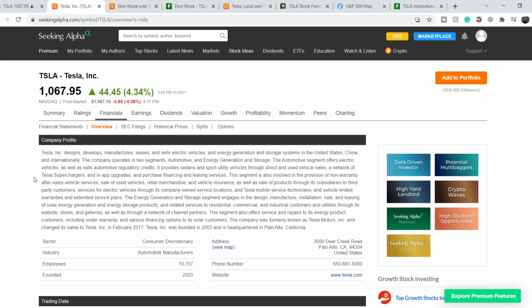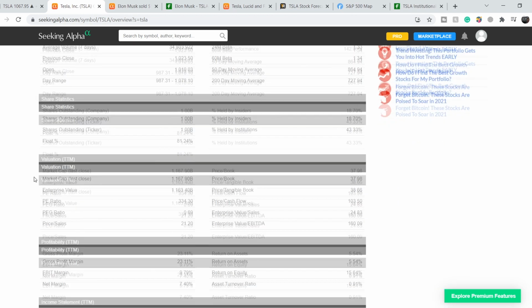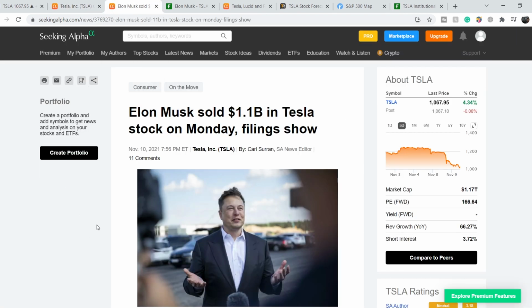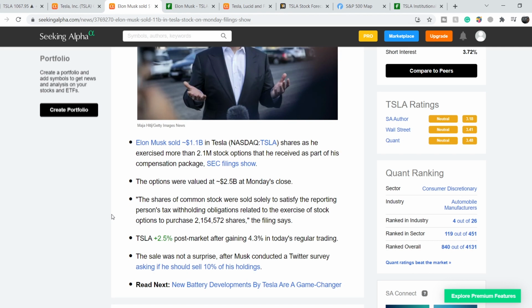I don't want to dive deep into the company profile or into their financials, because we all know, and I covered it in my previous video, that this company is very financially stable, no doubts about it. Let me show you the most recent news. This article was published on November the 10th, and it's titled "Elon Musk sold $1.1 billion in Tesla stock on Monday, filings show." Let me quote you these bullets.